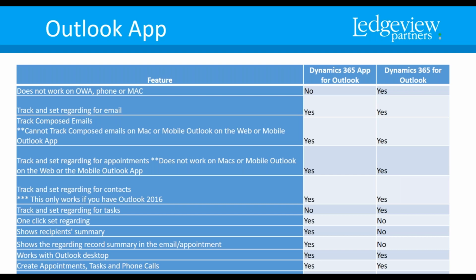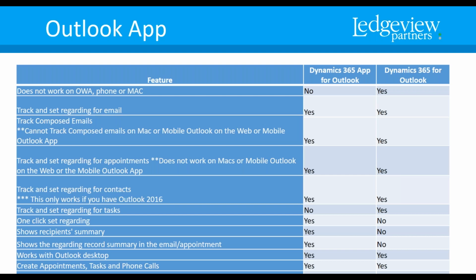Track and set regarding for tasks. This is something that was not brought over with the Outlook app. However, the reason it was not brought over is because this is something that is not widely used, where you're tracking tasks from Outlook into Dynamics. They still come down from Dynamics, meaning you have a phone call, you have a task, they come down from Dynamics into Outlook and appear as tasks in Outlook.